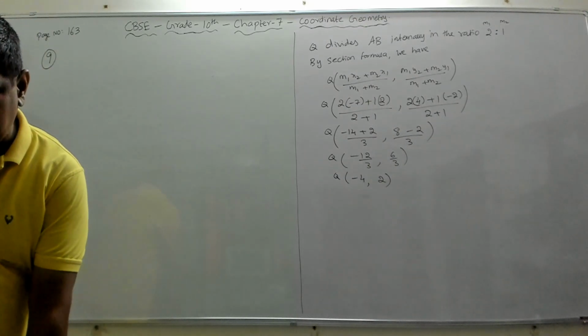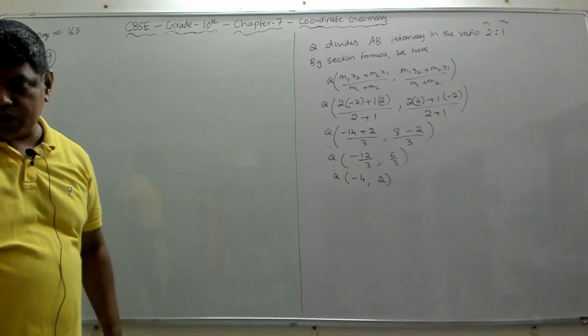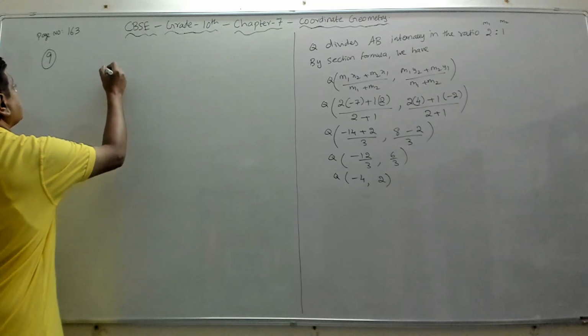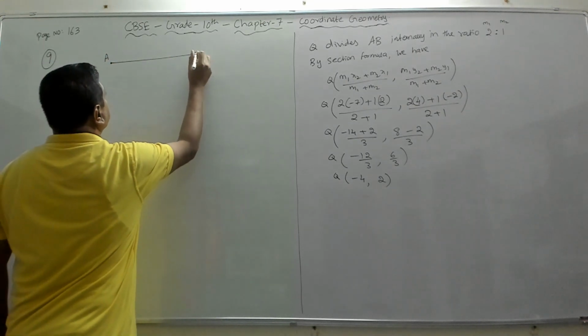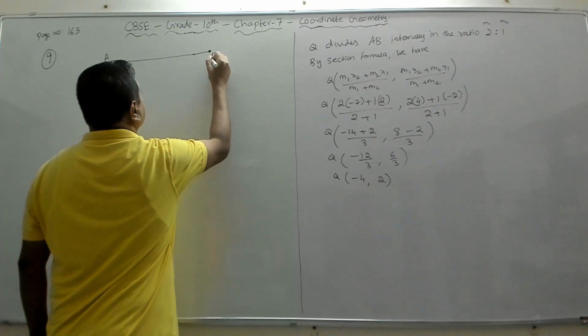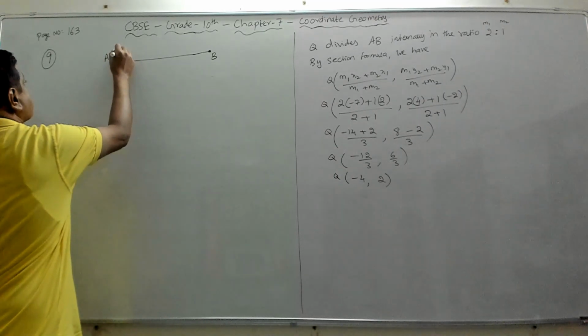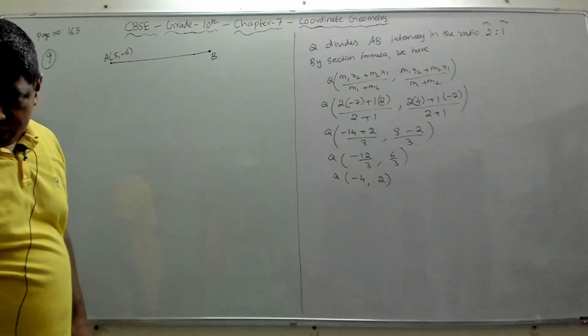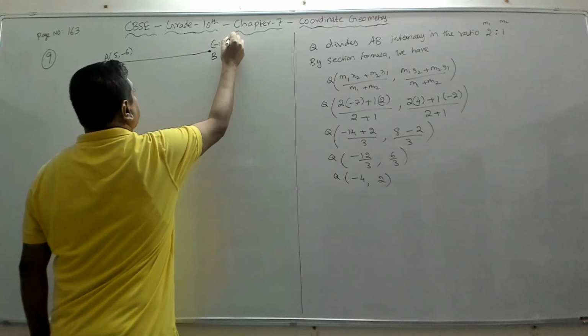So what it says is, we have to find in what ratio the y-axis will divide the line segment joining these 2 points. So there are 2 points. There is a point A, there is a point B, and the coordinate of A is 5 comma minus 6, and the coordinate of B is given in the book as minus 1 comma minus 4. Sorry, minus 1 comma minus 4.